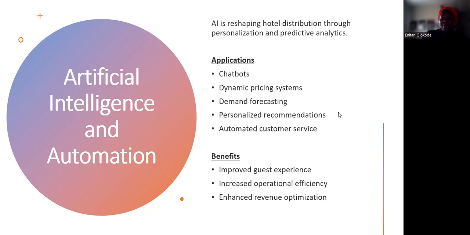And what do we stand to benefit if we are able to use AI and automation in our day-to-day business? It enhances our guest experiences. That is, personalization is there, the seamless access to us. It increases our operational efficiency. Something that will take me 3-4 hours to get done, in like 10-20 minutes, I have it sorted out using our AI and automation.